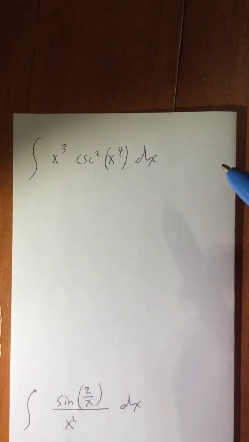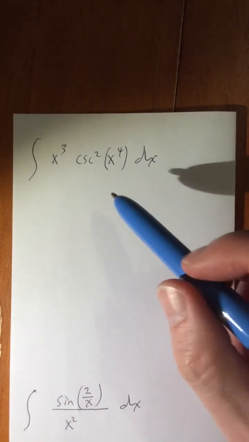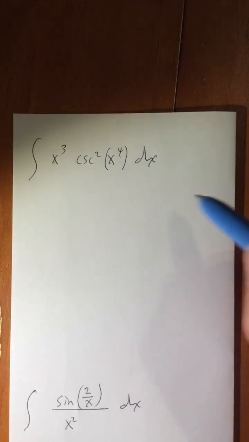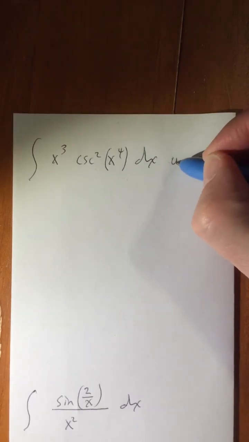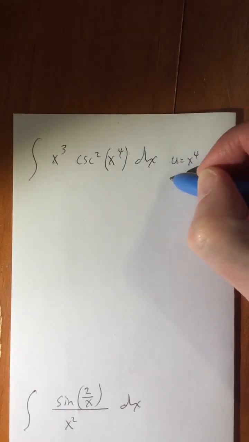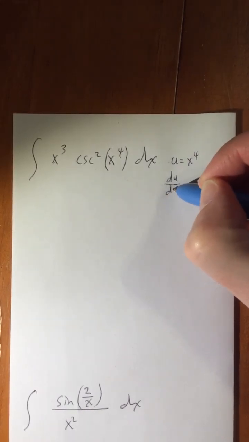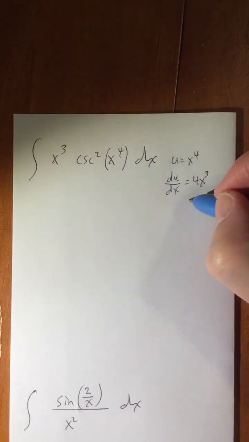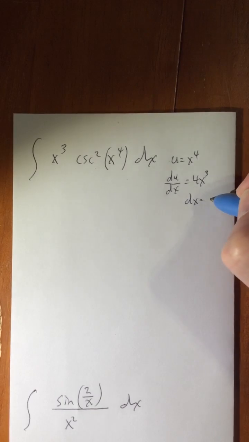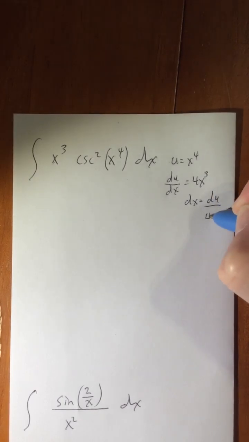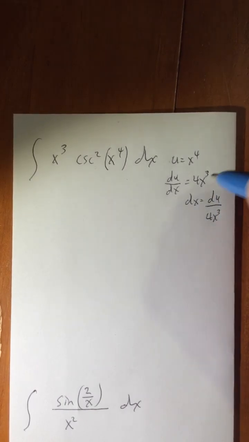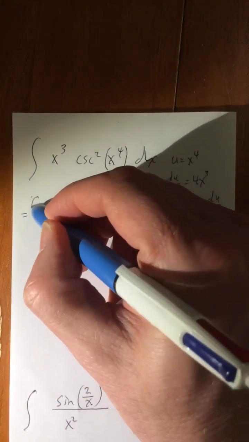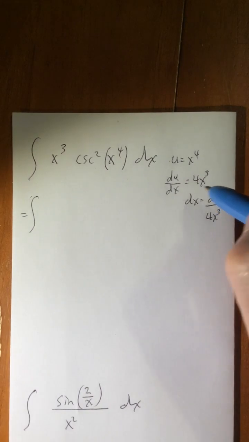So we're pretty much on the way, and this is a good opportunity for us to use u-substitution here. So u is going to be x to the 4th, du/dx equals 4x cubed, and then dx equals du over 4x cubed. And I'm hoping that we're starting to be able to see how these things are going to work even before we start to do the u-substitution.